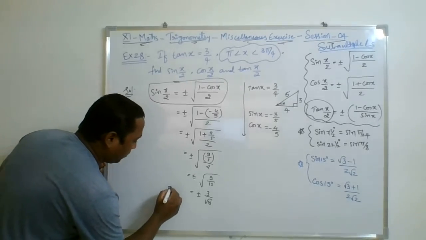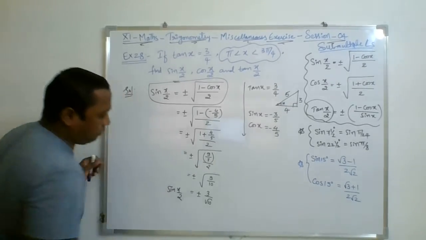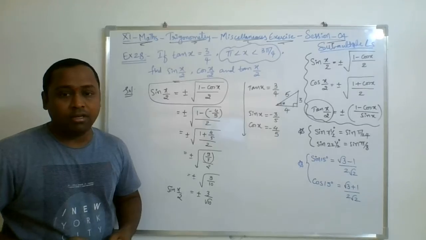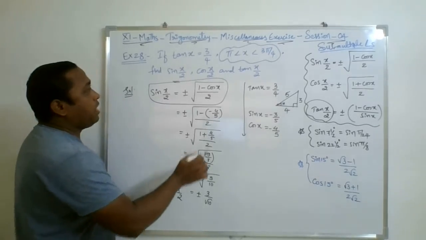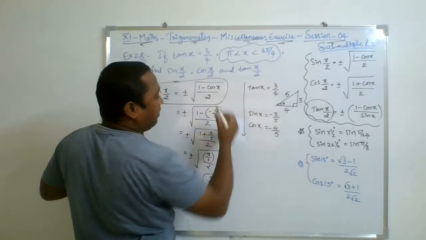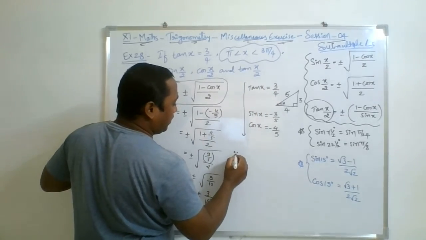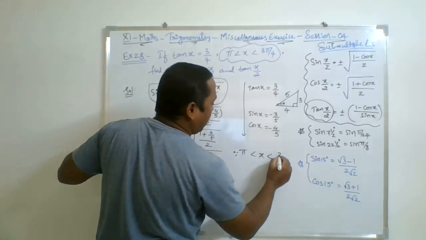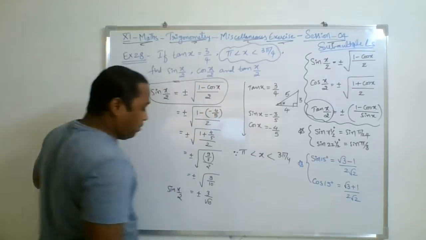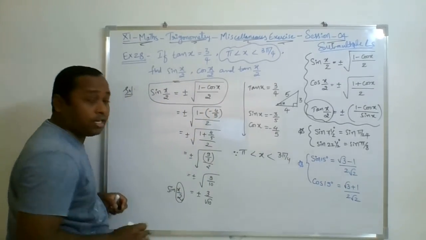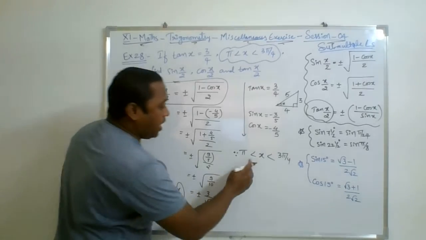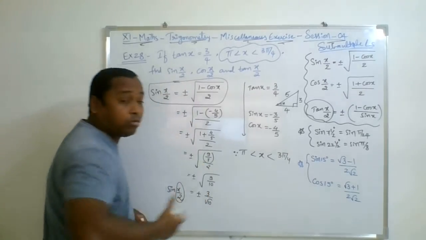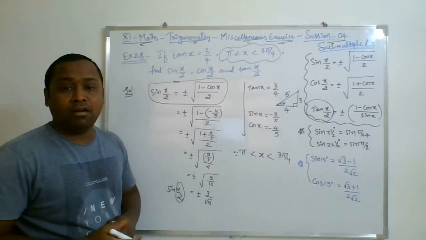Now the question comes: which sign has to be taken? For that, again focus on the angle which is given. What is given here? Angle x lies between pi to 3 pi by 2. But what is the angle we are dealing with? x by 2. For the x by 2 angle, you have to divide this entire inequality by 2 to know where this angle lies.